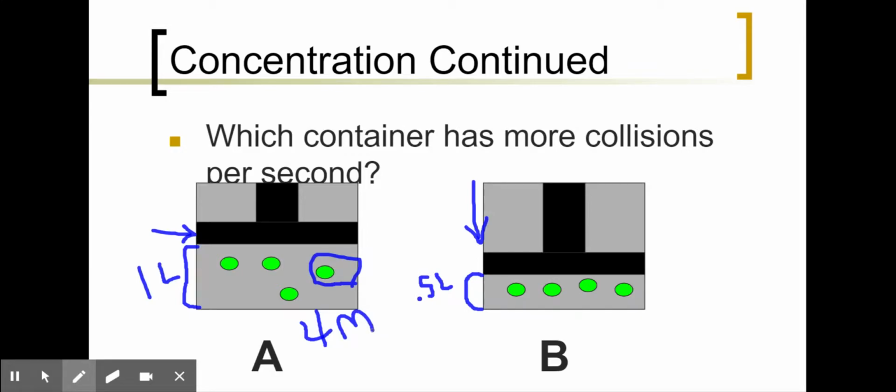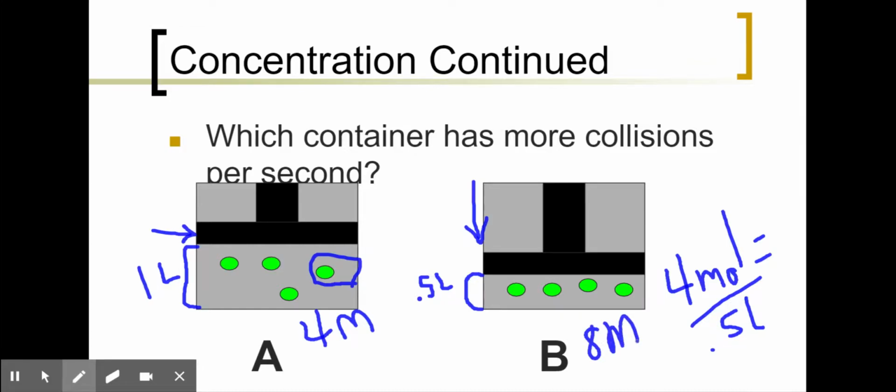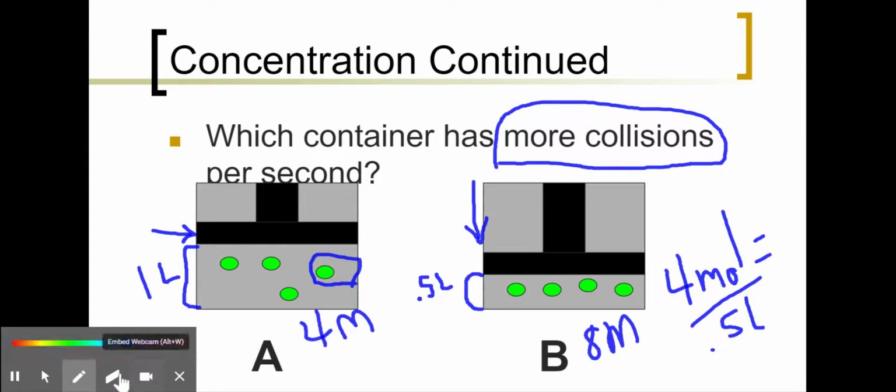In container B, we still have 4 moles, but it's per 0.5 liters, which means we now have, if you take 4 and divide it by 0.5, 8 molar. So even though they contain the same number of particles, B is more concentrated. And if it's more concentrated, it has more collisions per second. By squeezing a gas in a cylinder with a piston, you can get its concentration up and you can get the reaction to go faster. That'll be important as we go through some of the stuff in this unit.